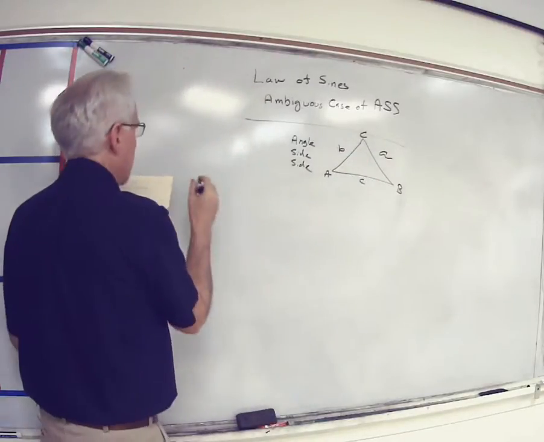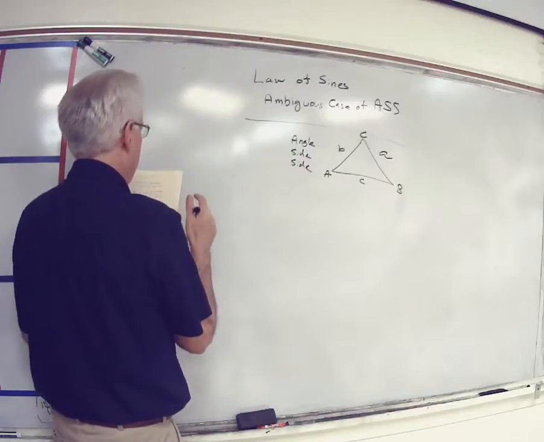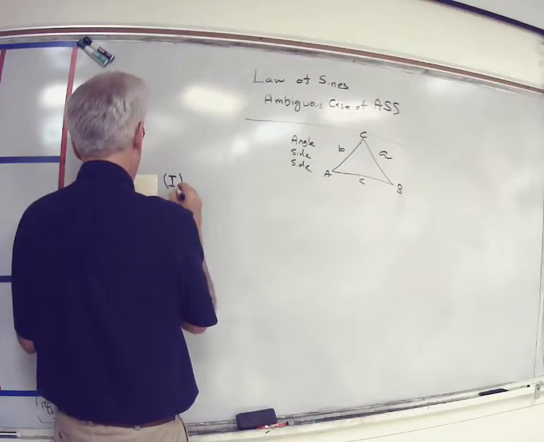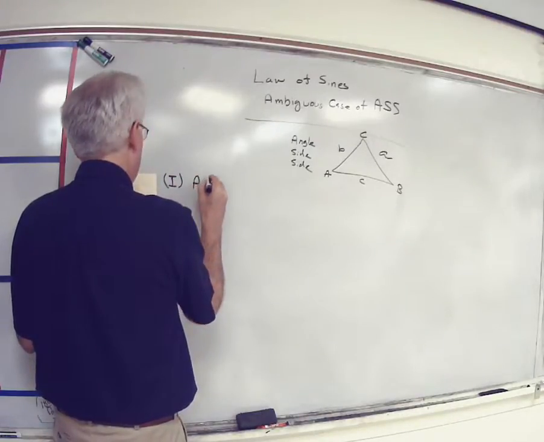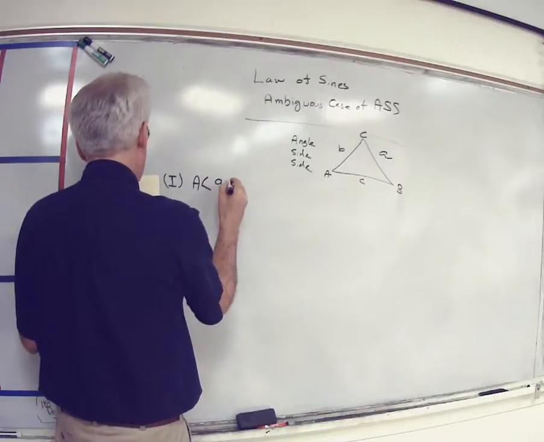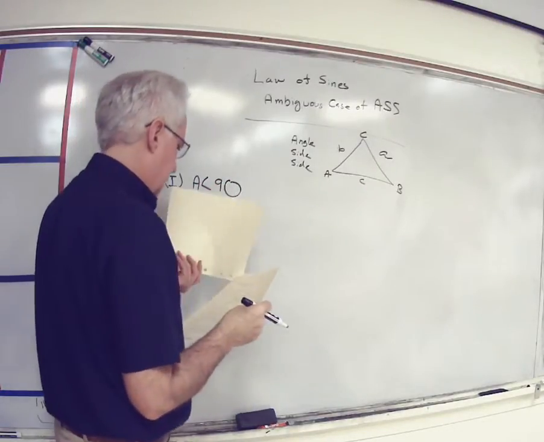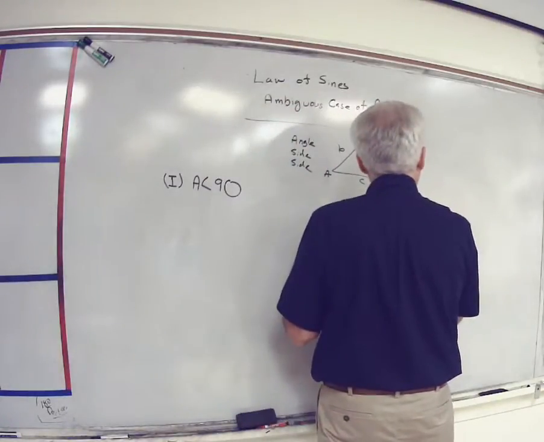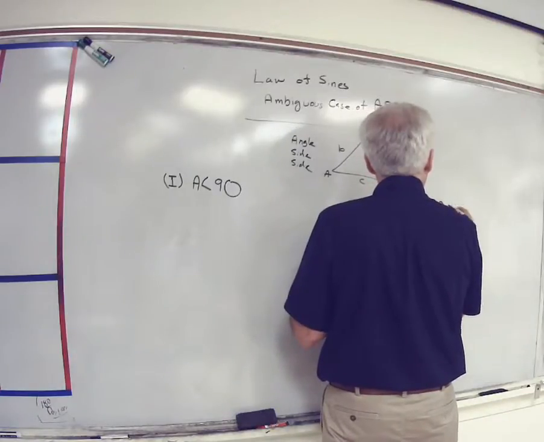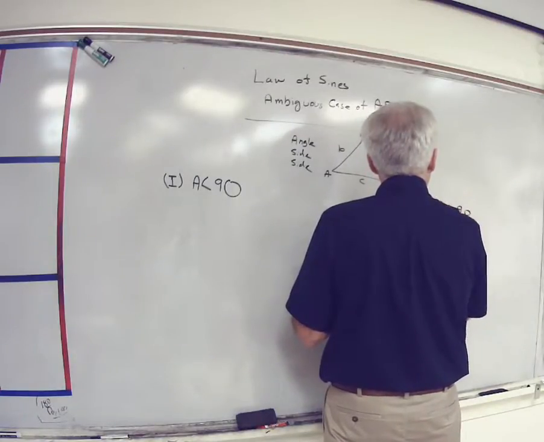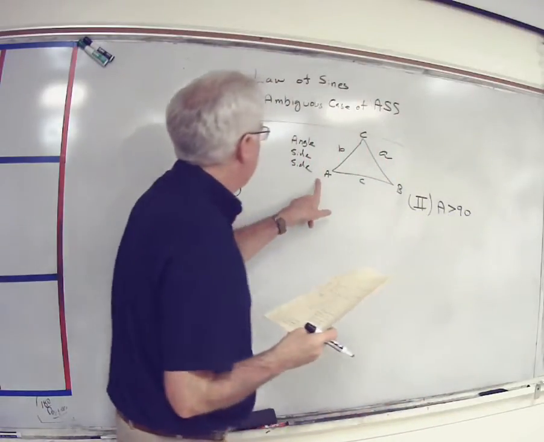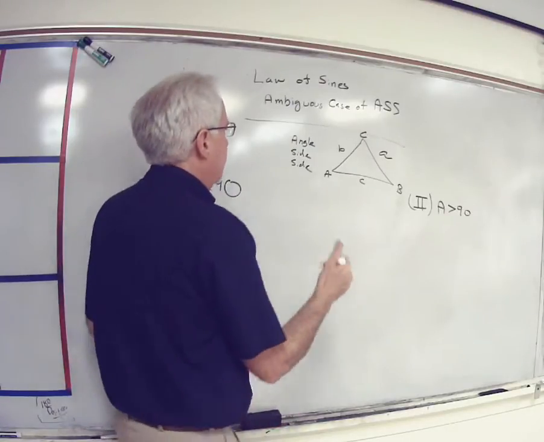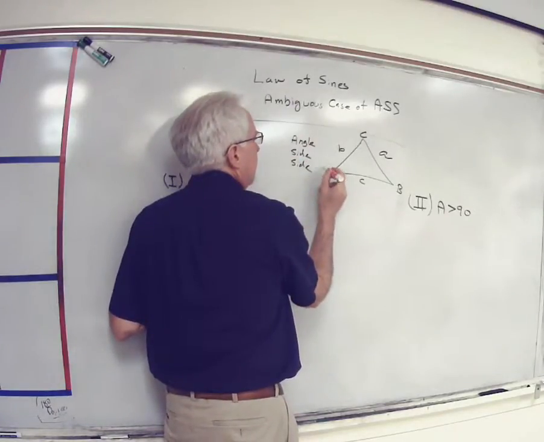Okay, so let's think of angle A. If A is less than 90, and the second case that we're going to look at is if A is greater than 90. And remember, you're given, and let me show you what I mean by A. I'm given angle side side, so what am I given?